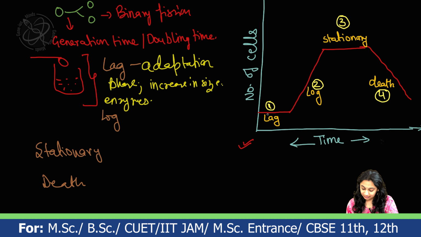The key important point in the stationary phase is that the number of live or viable cells is equal to the number of cells which are dying. So they are equal in number. This is what is happening in the stationary phase. Another key advantage is that you can also get secondary metabolites in this phase. If the bacteria secrete any type of toxins, endotoxin or exotoxin, you can get it from this phase, that is the stationary phase.